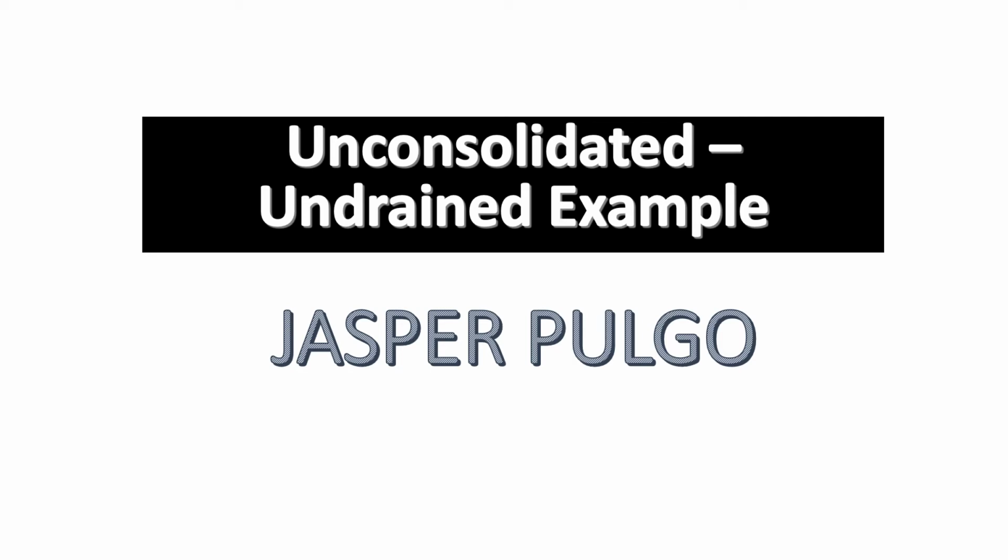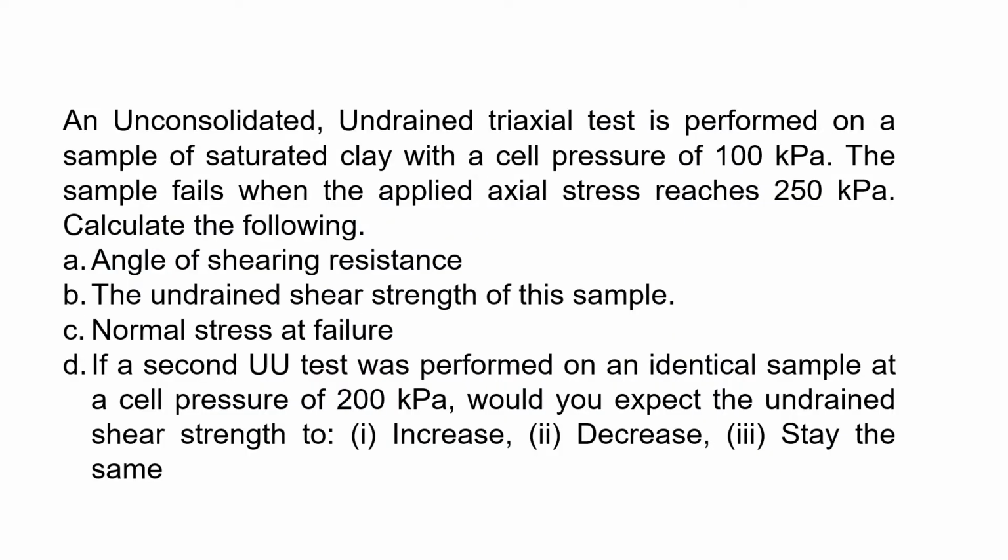In continuation to the previous discussion of the reporter, I'm going to give an example of unconsolidated undrained problems. So let's go. An unconsolidated undrained triaxial test is performed on a sample of saturated clay with a cell pressure of 100 kilopascals. The sample fails when the applied axial stress reaches 250 kilopascals.